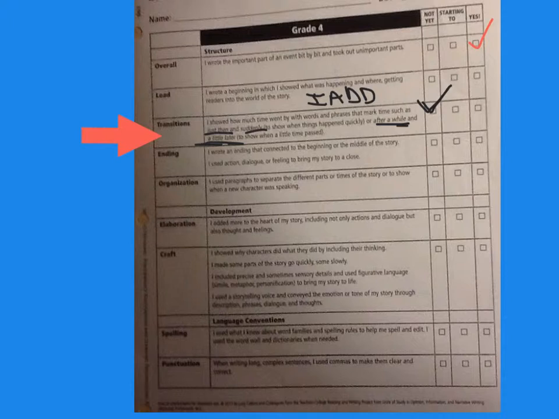Next comes the ending. You'll want to make sure that you wrote an ending that connected to each of the other parts of your story, and that you used action, dialogue, or feeling to bring your story to a close. We know that authors of good stories never end with the end. We want it to be more exciting than that.